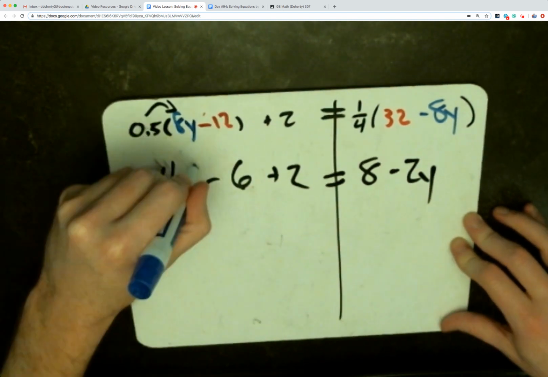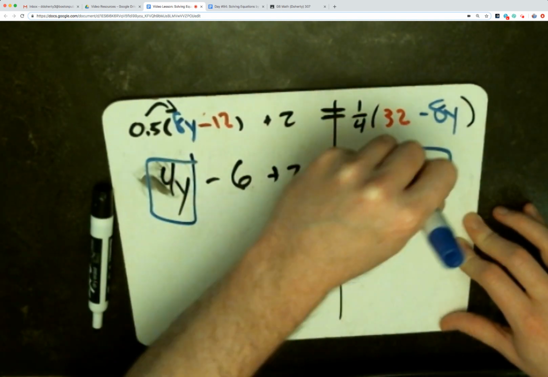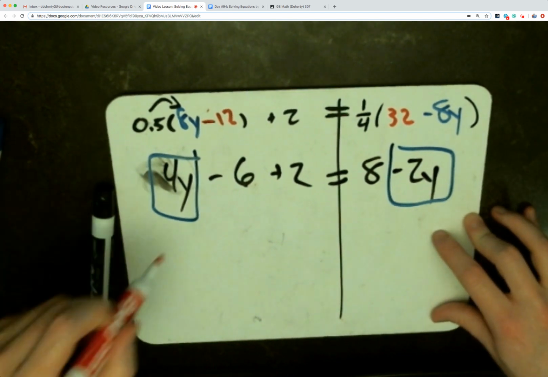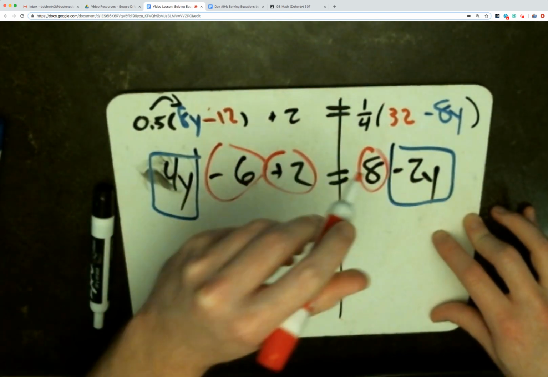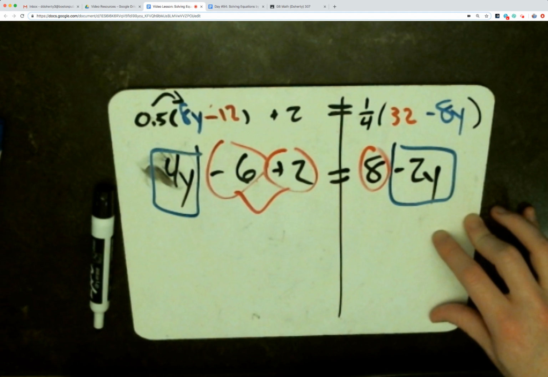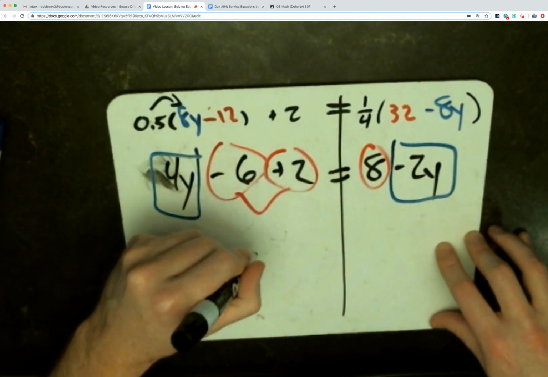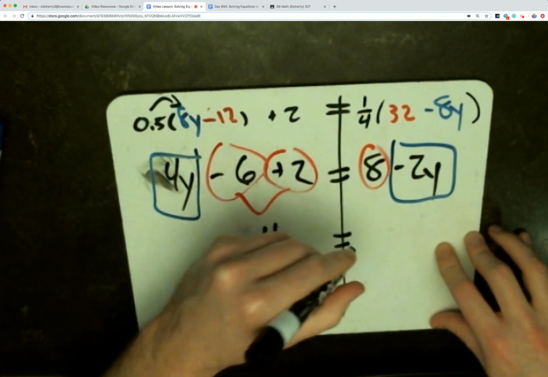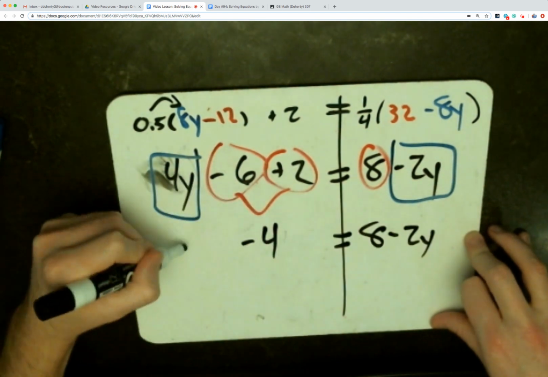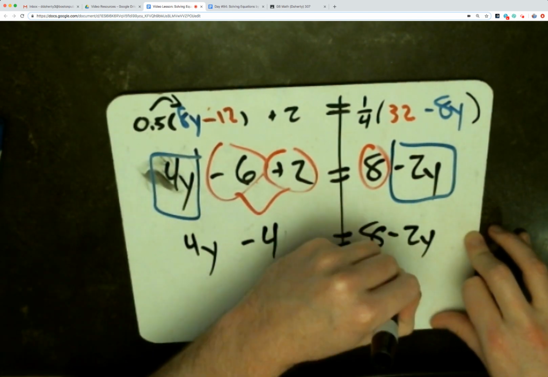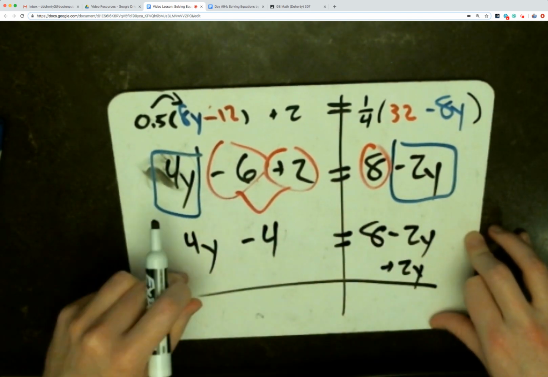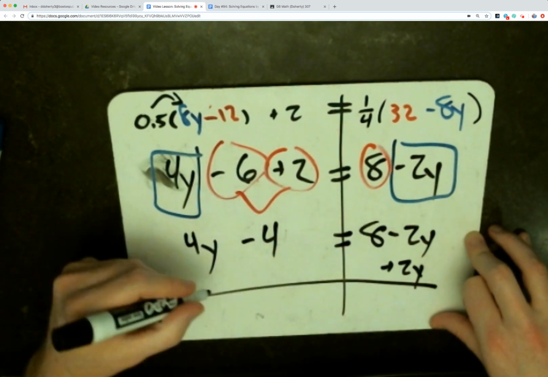At this point, we should see 2 variable terms. They're not gathered yet. I can't combine them. 3 constant terms. 2 of those are gathered. So because they are gathered, I can combine negative 6 with positive 2 to negative 4. Rest of the equation comes down. Again, I like to add, so instead of subtracting 4y, I chose to add 2y.